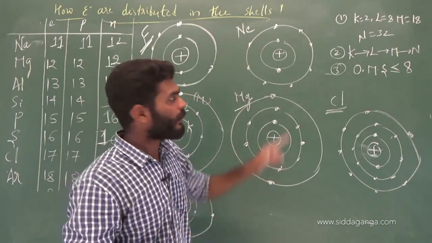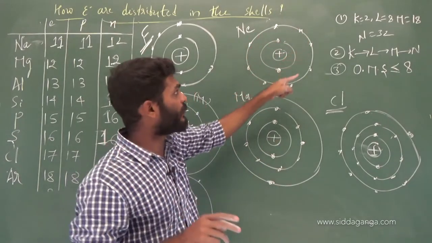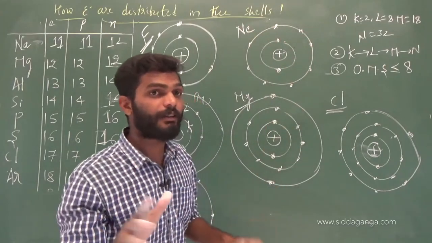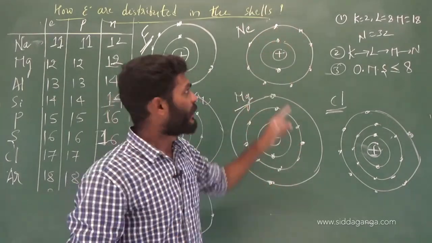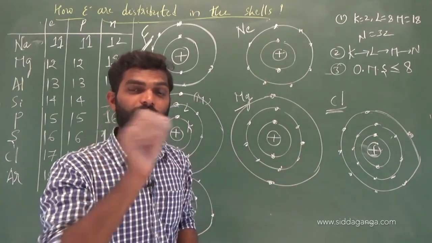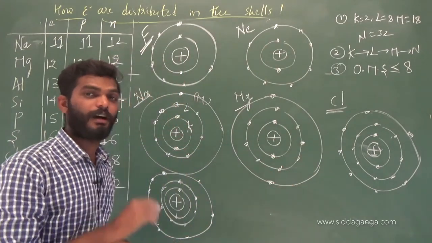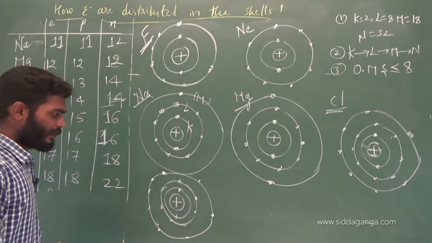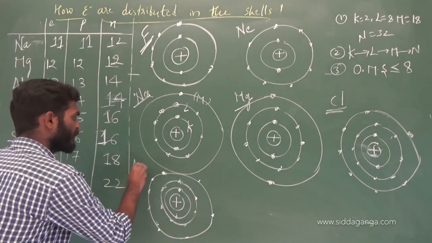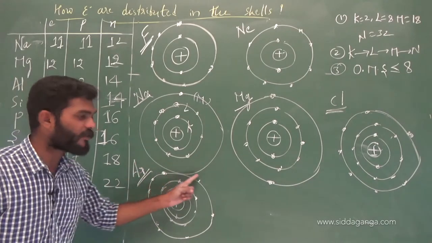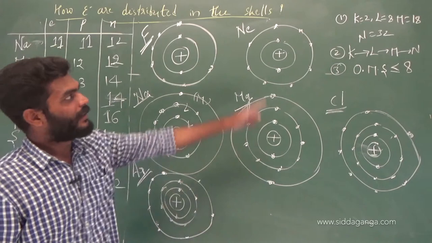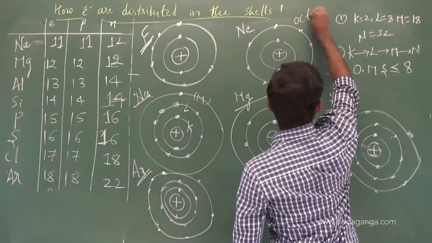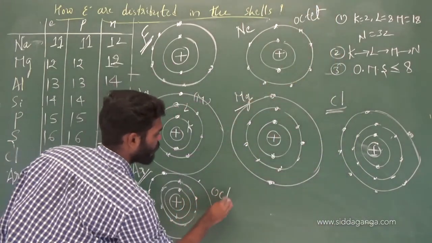Therefore, any atom which has a completely filled outermost shell, or 8 electrons, we say that atom has octet configuration. It has octet configuration, or 8 configuration. Like that, argon also has octet configuration. Why? Because in the last shell, the third shell, it has 8 electrons. In the last shell, that is the second shell for neon, it has 8 electrons. Therefore, this has octet configuration, and this also has octet configuration.